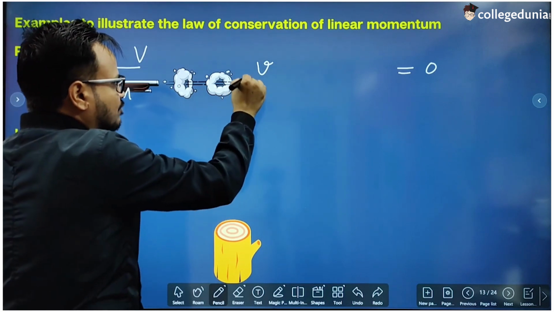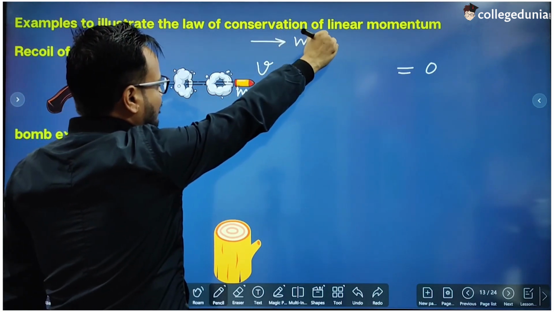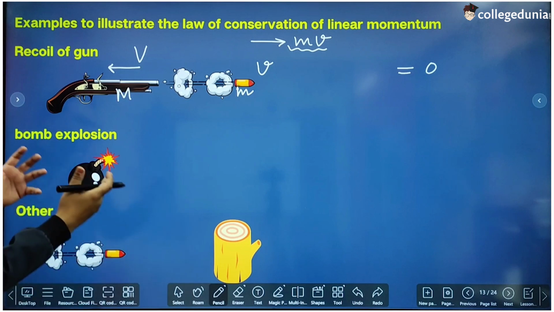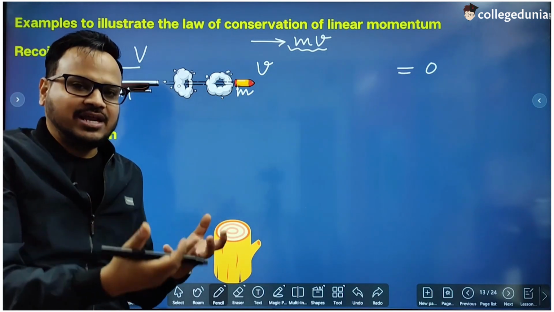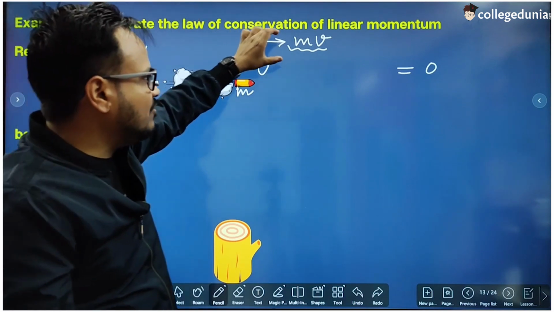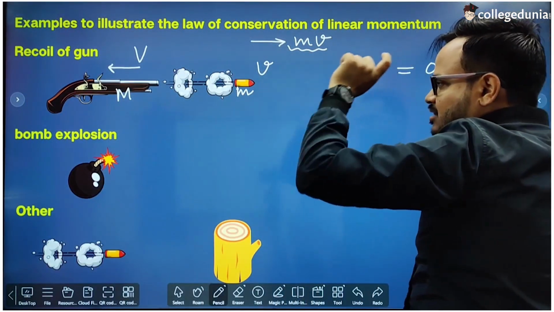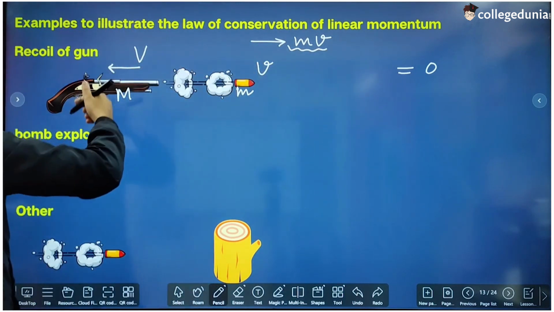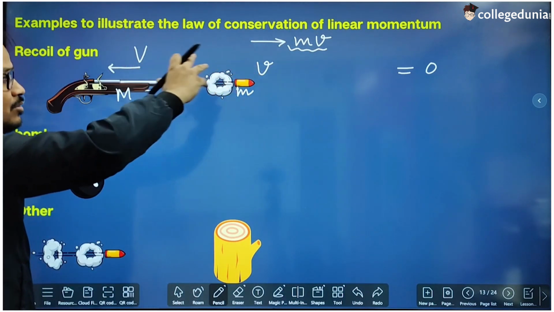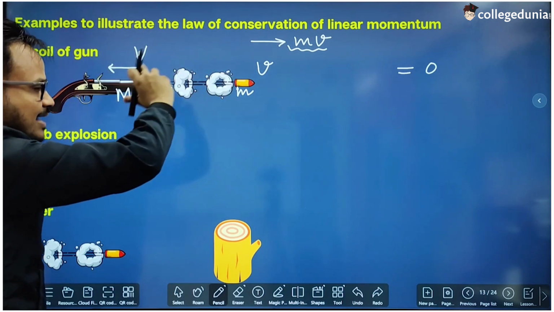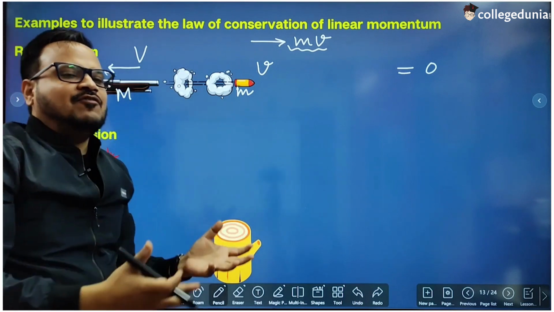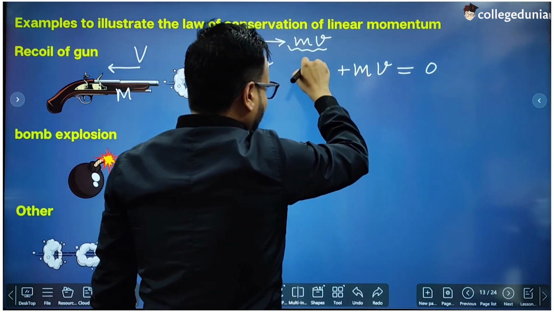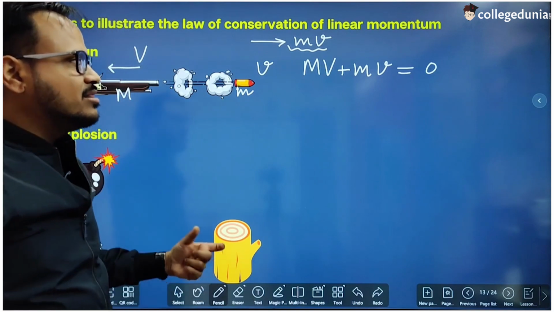After firing, this bullet moves in the forward direction with a momentum of m into v. And since there is no external force acting on the system, the total momentum of the bullet-gun system has to be 0 after firing also. So if the bullet is moving forward with a momentum mv, since momentum is a vector quantity, the gun should have an equal momentum in the backward direction, so that both momenta cancel each other, and the total momentum after the firing is also 0, right? So the sum of the momenta of these two is again 0.